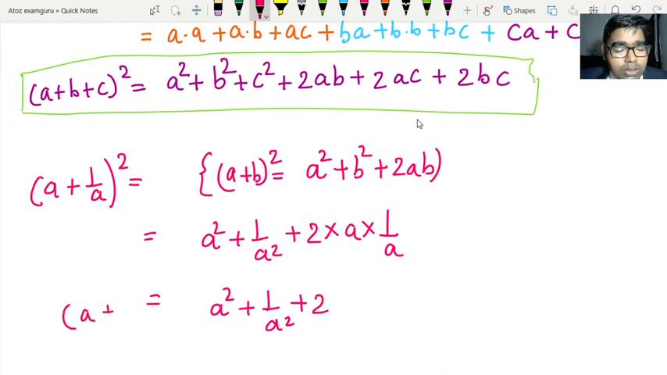Right friends? So this is the expansion of a plus 1 by a whole square.